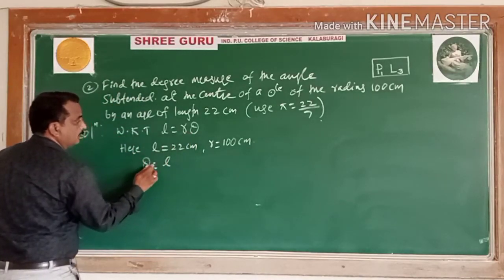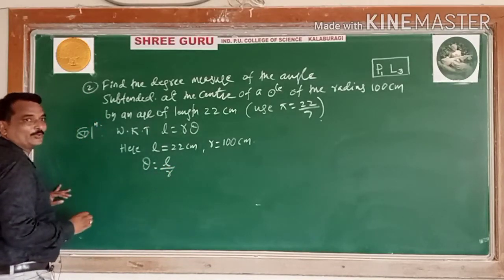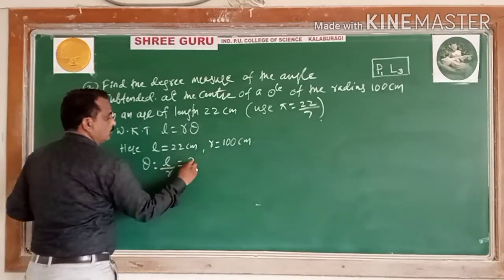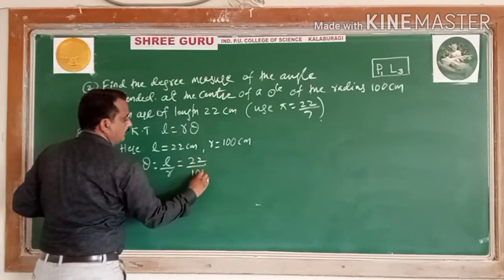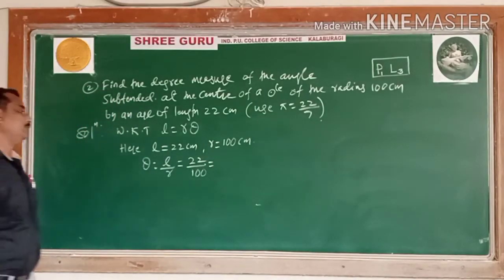So it can be written as theta is equal to L by R. In the previous class, we wrote R is equal to L by theta. Here theta is equal to L by R. Substitute 22 by 100. See how much it is.